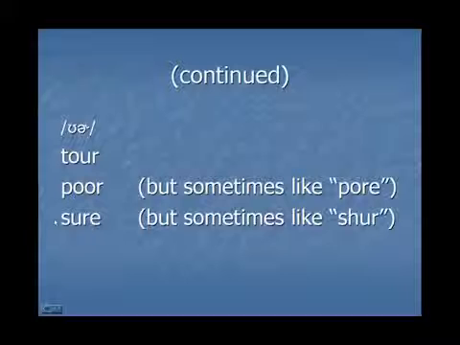Now sometimes these words with the sound actually come out sounding like or. So some people can say poor. You might also hear poor, which sounds like the number 4. And with sure, in very fast and formal speech, you might hear people say sure. Do you hear the difference? Sure, sure.